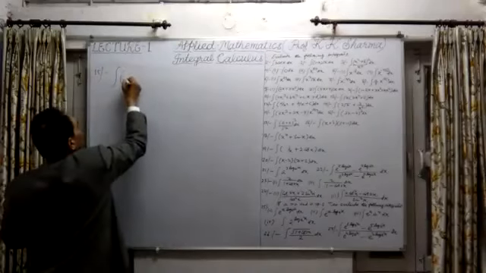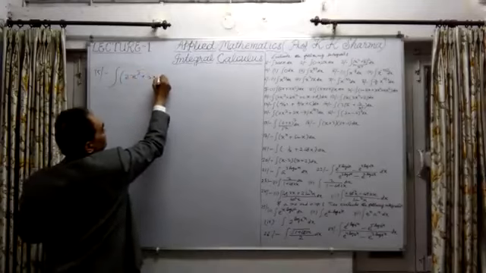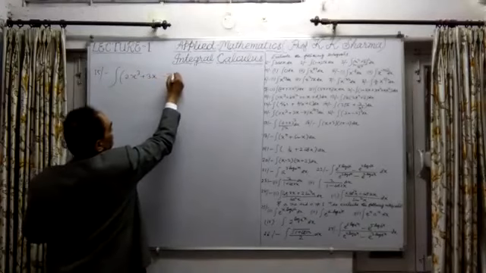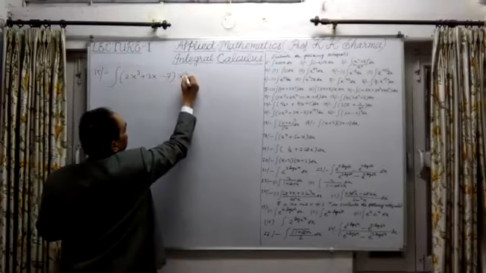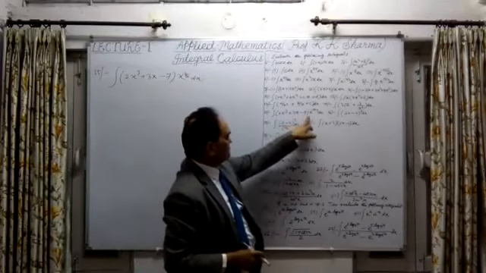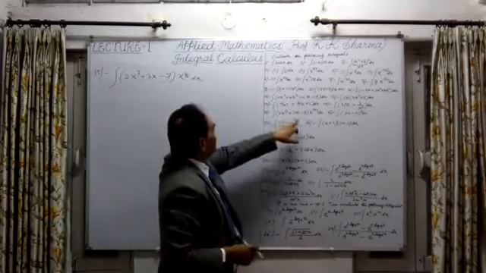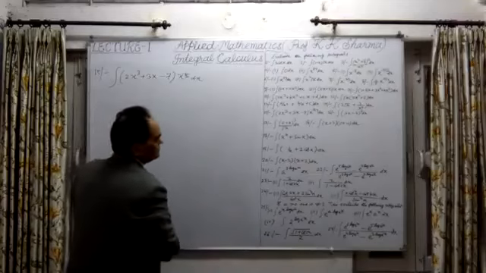Integration of 2 into x raised to power 3, plus 3 into x minus 7, into x raised to power minus 2 by 3, into dx. Okay, so this is question number 15 here. Twice x cubed plus 3x minus 7, into x raised to power minus 2 by 3, into dx.